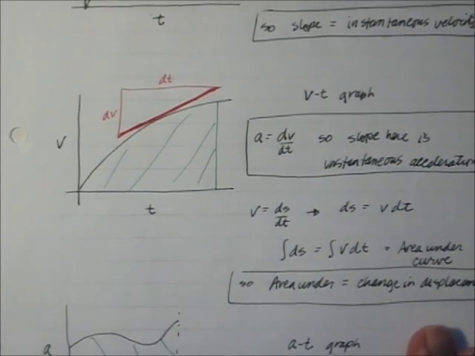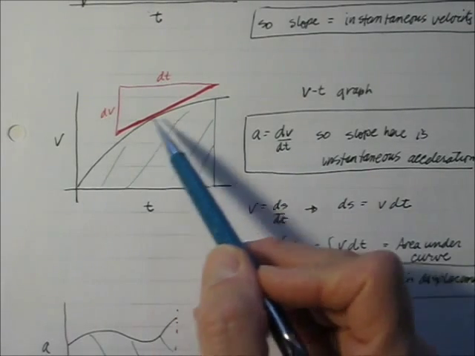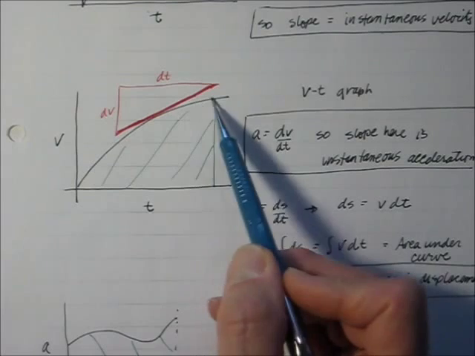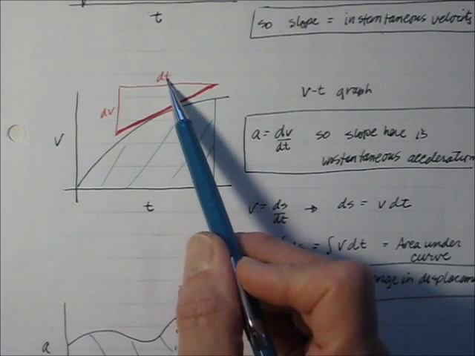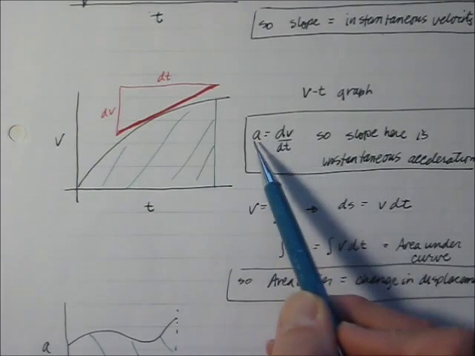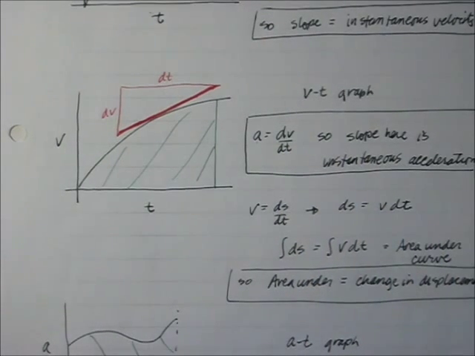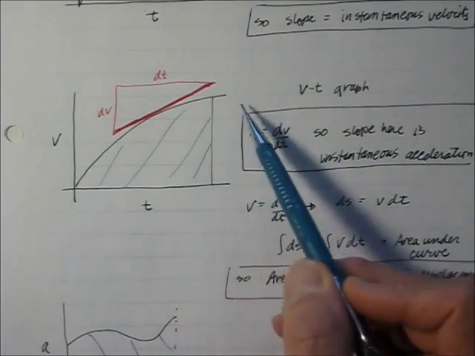Similarly with velocity. If you have a velocity versus time graph, we know that the slope at any position evaluated anywhere is going to be dv/dt. We recognize dv/dt as acceleration, so therefore the slope of the v-t graph is the instantaneous acceleration. Now, what about the area under the curve?